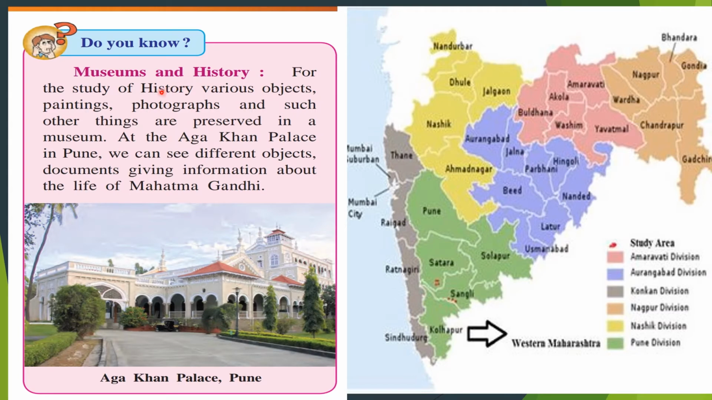Museums and history. For the study of history, various objects, paintings, photographs, and such other things are preserved in the museum at the Aga Khan Palace in Pune. Here you can see the Maharashtra map. Here you can see Pune district. At the Aga Khan Palace in Pune, we can see different objects and documents giving information about the life of Mahatma Gandhi.